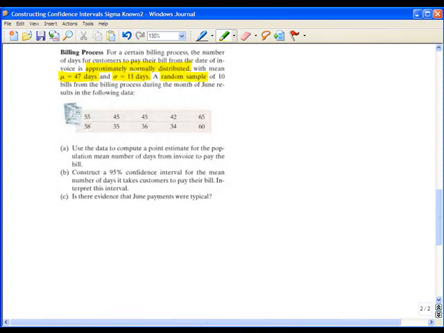A random sample of 10 bills from the billing process during the month of June results in the following data. Part A. Use the data to compute a point estimate for the population mean number of days from invoice to pay the bill. The point estimate for the mean will be the value of x bar. To find the value of x bar, I'm going to use my calculator.